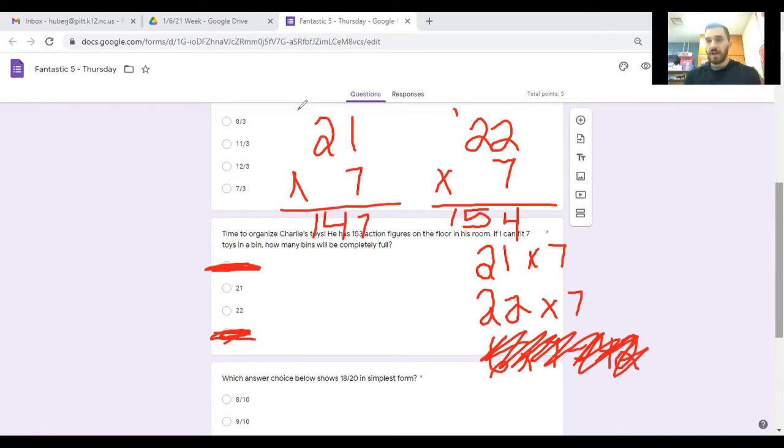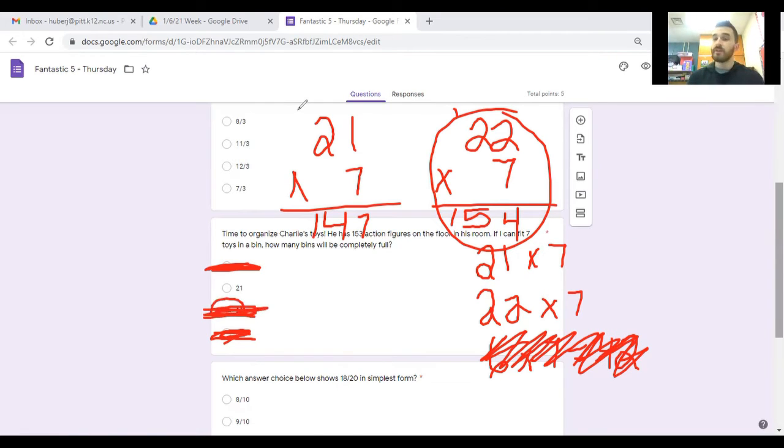You should be able to stop right here and automatically choose your answer, because one of these is not possible, guys. You only have 153 toys. There is no way you can fill 22 bins, because if you fill 22 bins, that's going to require 154 toys, which you don't have. That's not something that you can possibly do.